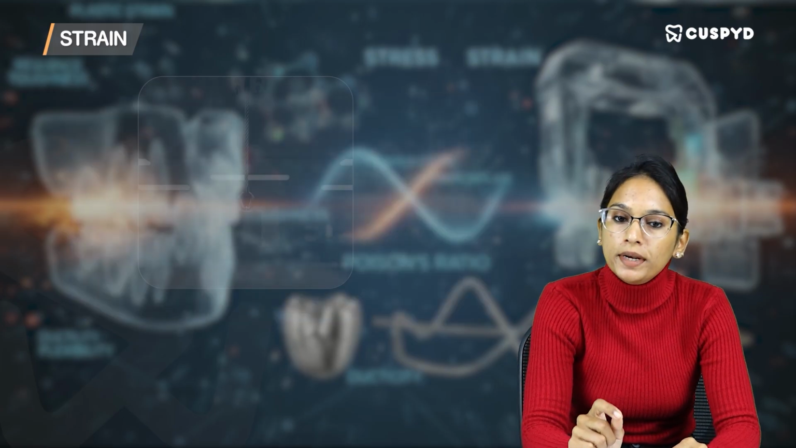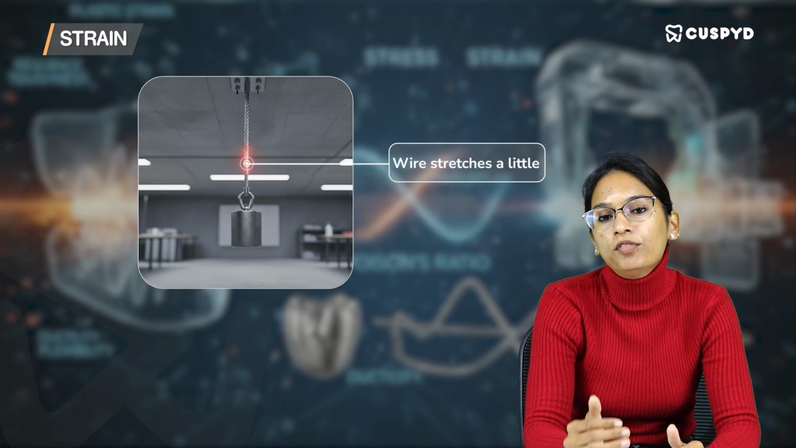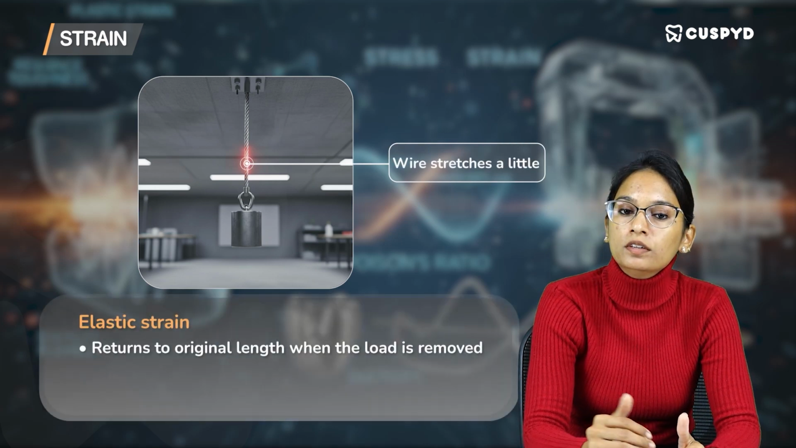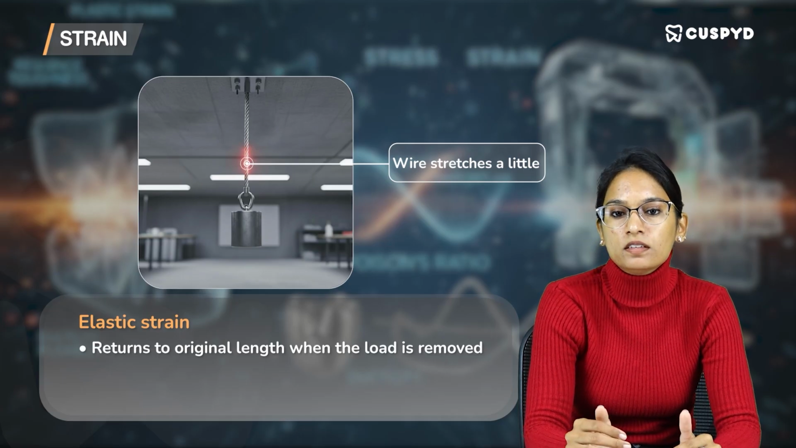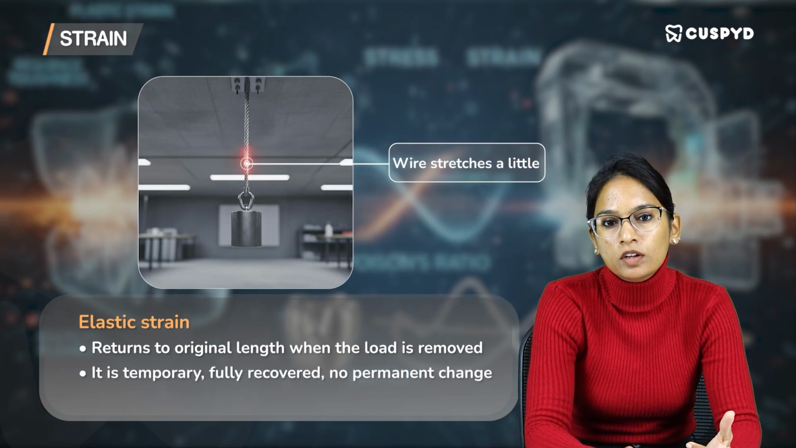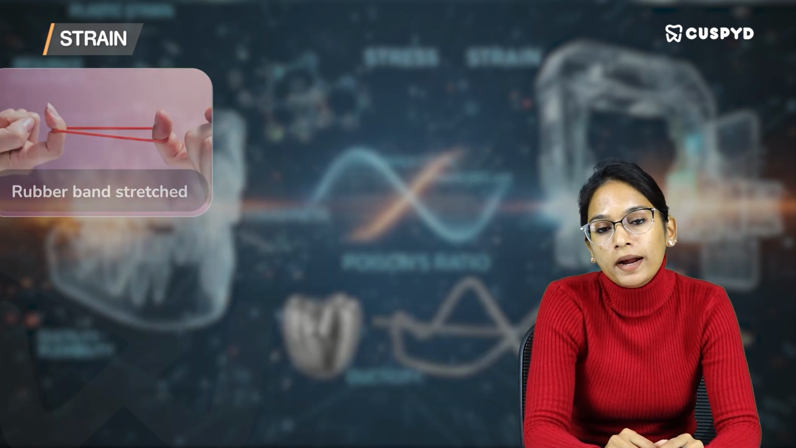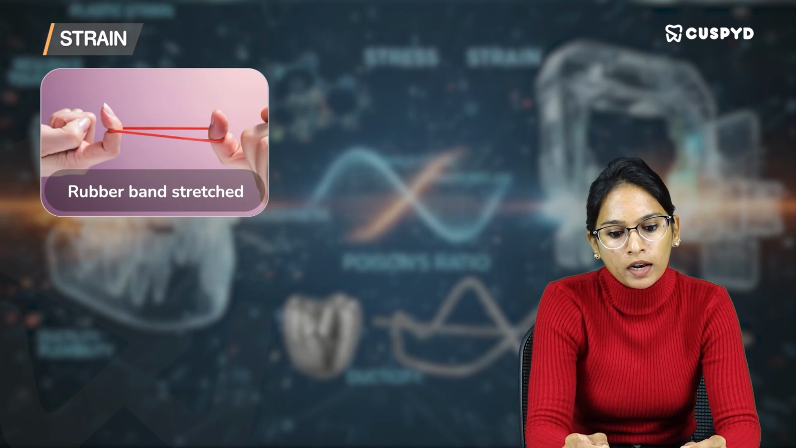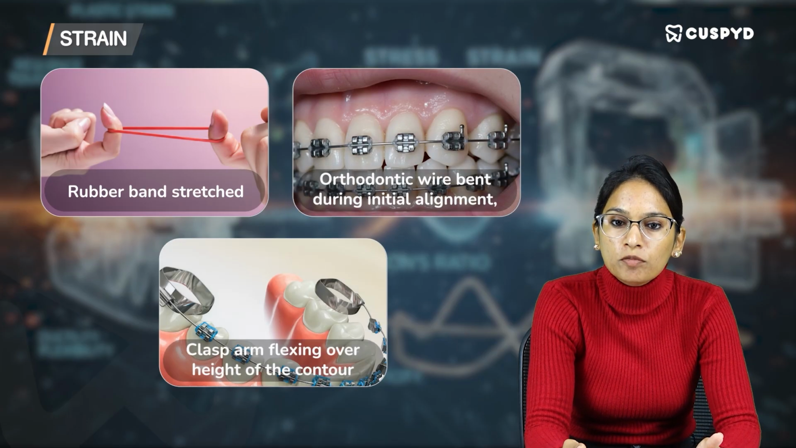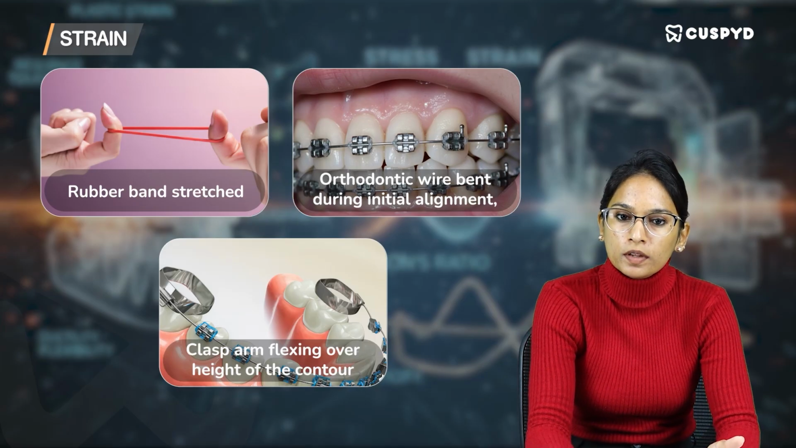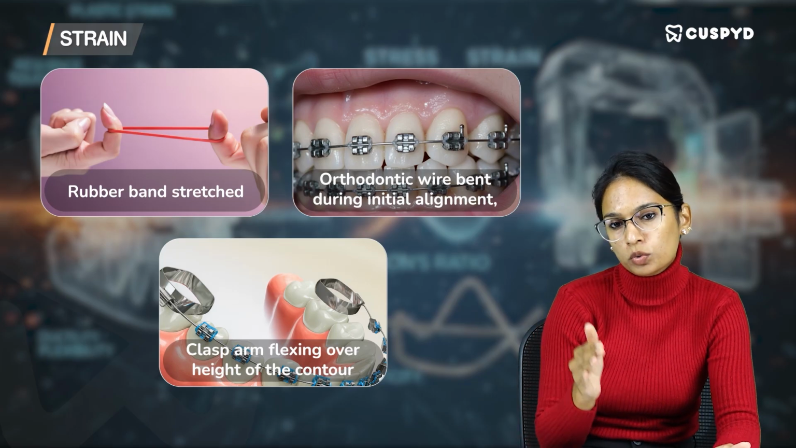Let's go back to the wire in the figure. When you hang a 20 kg weight, the wire stretches a little. If it returns to its original length after removing the load, that change was elastic strain. Elastic strain means temporary, fully recoverable, no permanent change. Think of a rubber band stretched lightly, an orthodontic wire bent during initial alignment, a clasp arm flexing over the height of contour. As long as the force is within the elastic range, the material returns to its original shape.